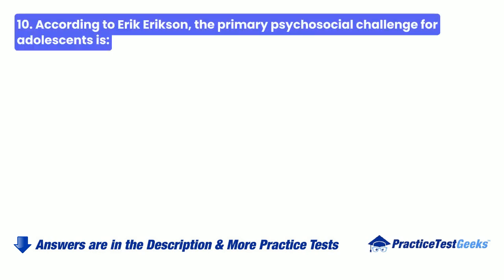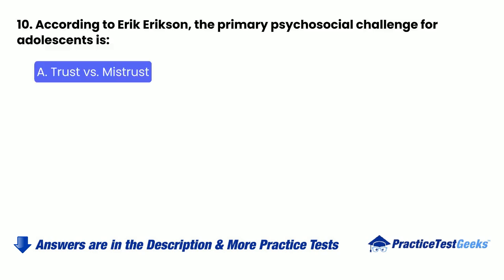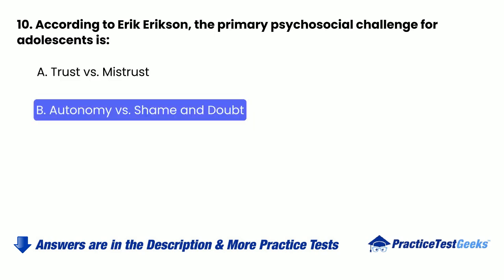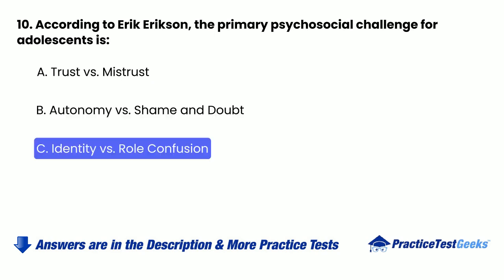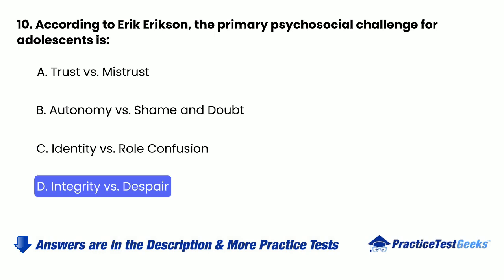10. According to Erik Erikson, the primary psychosocial challenge for adolescents is A. Trust versus mistrust. B. Autonomy versus shame and doubt. C. Identity versus role confusion. D. Integrity versus despair.